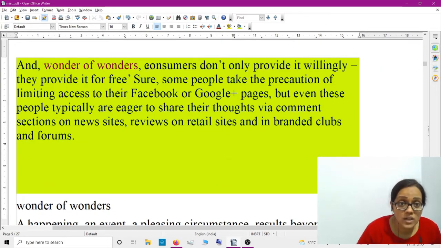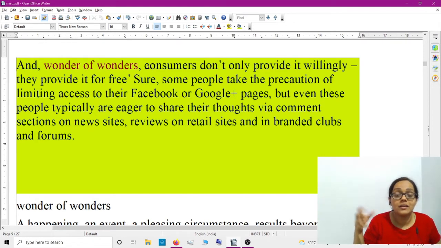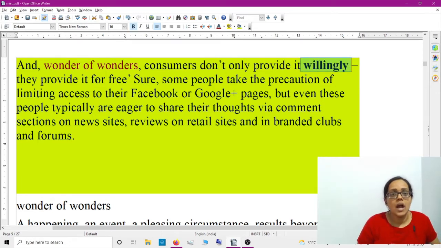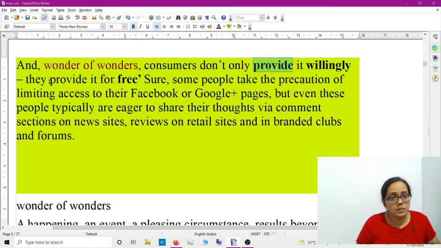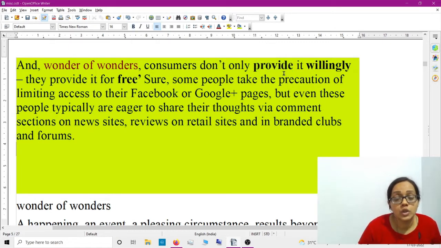And wonders of wonders, consumers. That's a wonderful thing. It's said sarcastically. Consumers don't only provide it willingly, they provide it for free. They provide it willingly, say willingly also, they give, and even for free. So provide is the one vocabulary, right? Here what they use: they provide it for free. Don't only provide it willingly, they provide it for free.